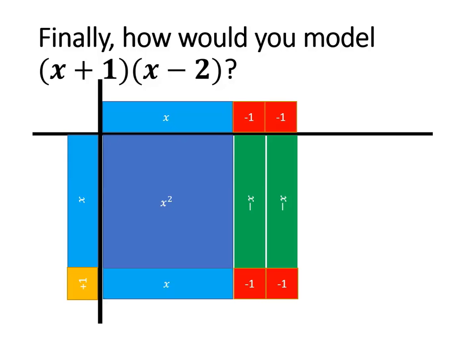When opposite tiles are combined, they form zero pairs. Therefore, if we combine one of the negative x tiles with that one x tile, it would form a zero pair. Therefore, the expression we will have left that represents the area is x squared minus x minus 2. Wasn't that fun?